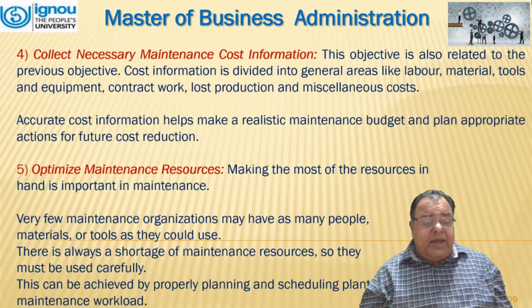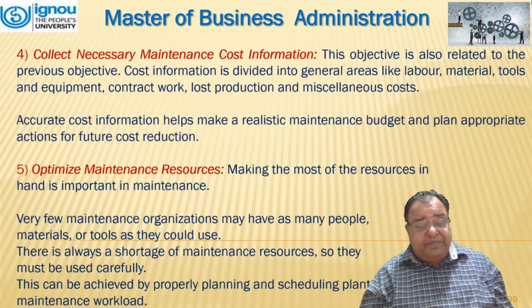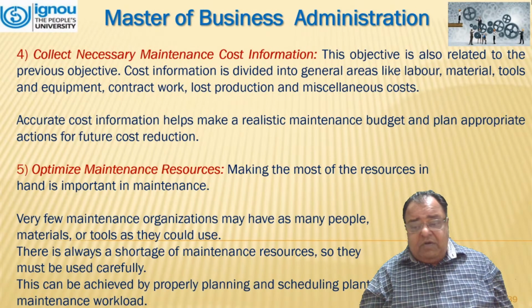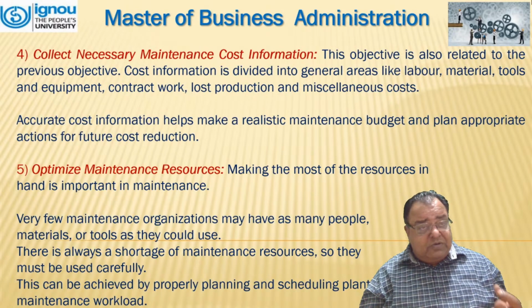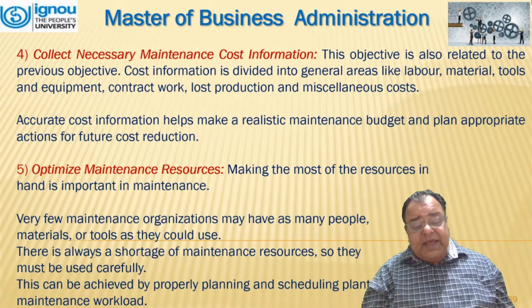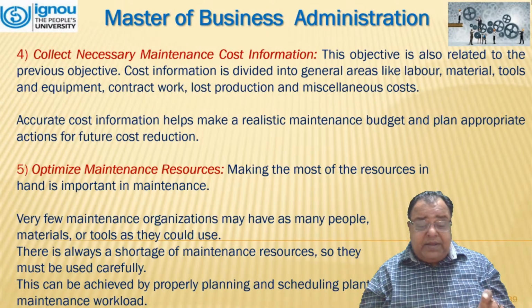Fifth one is optimize maintenance resources. Making the most of the resources in hand is important in maintenance. Very few maintenance organizations will have as many people, material, or tools as they could use. There is always a shortage of maintenance resources, so they must be used carefully. This can be achieved by proper planning and scheduling plant maintenance workload.